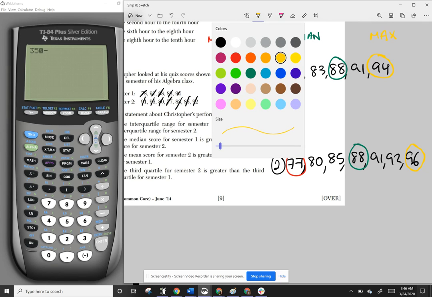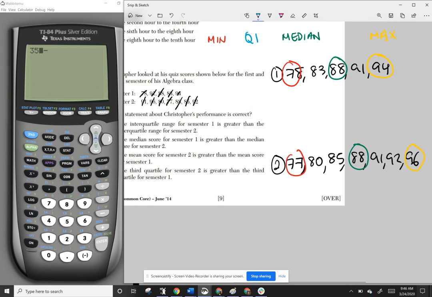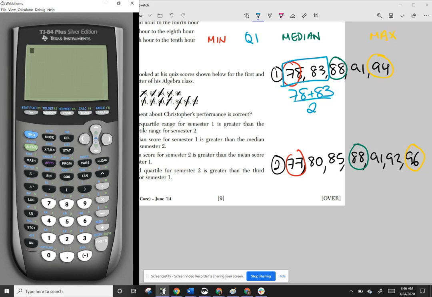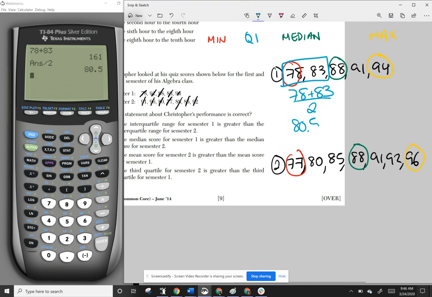And now for our quartiles. For the first quartile, we want to find the median of everything below the median, essentially. So for semester 1, 78 and 83 are below the median, because the median's 88, right? So let's find the median of 78 and 83. Well, there is nothing in the middle, so we're going to add them up and divide by 2, which is a great job for our calculator. 78 plus 83 is 161, divided by 2, we're getting 80.5.